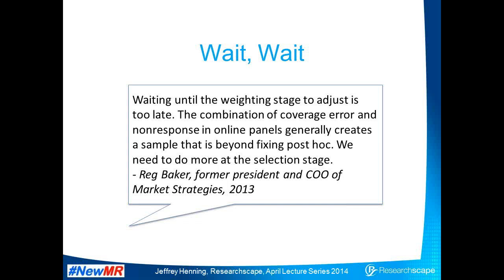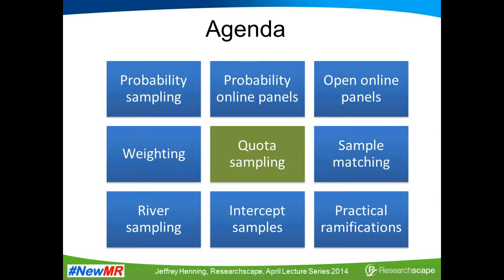And I fundamentally don't believe that. Maybe for their world, maybe they're using better samples. But a lot of times, I will get data where I'm uncomfortable weighting it because I know that it will not improve the representativity of the results. Waiting for the weighting stage to adjust is too late. The combination of coverage error and non-response in online panels creates a sample that is beyond fixing post hoc. We need to do more at the selection stage. And so that is the next thing that I want to talk with you about.